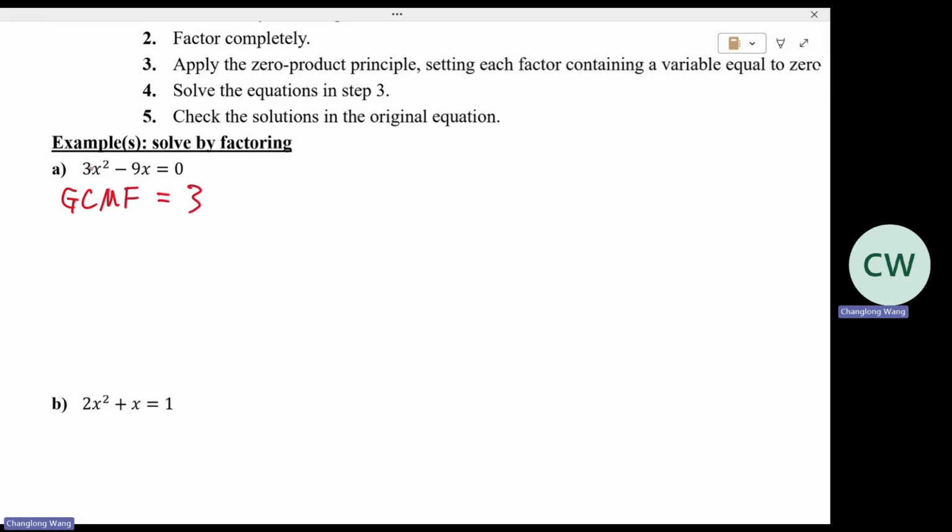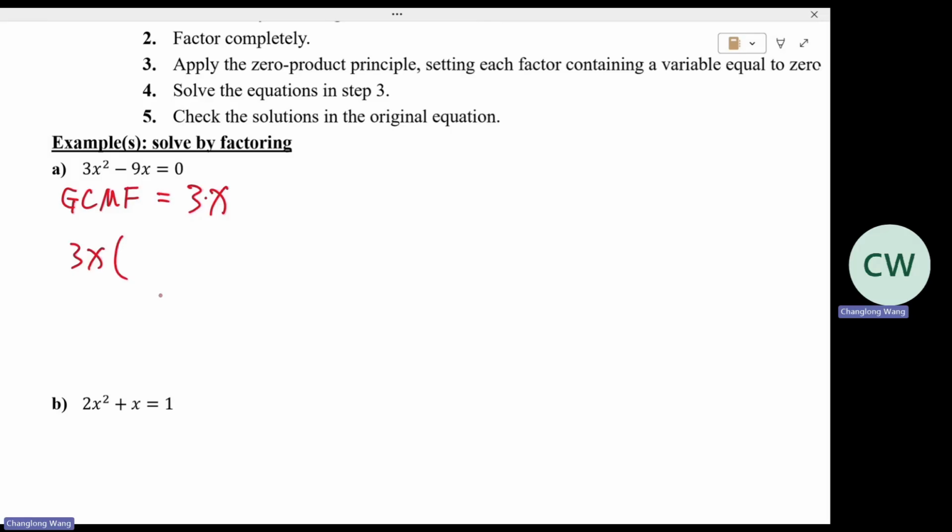You have x squared from the first term, right? And just x in the second term. You see that they do share some factor of x, but only to the first power. So this is 3 times x, or 3x. It's a monomial, and it serves as the greatest common monomial factor for both terms. So now let's go ahead and factor it out.